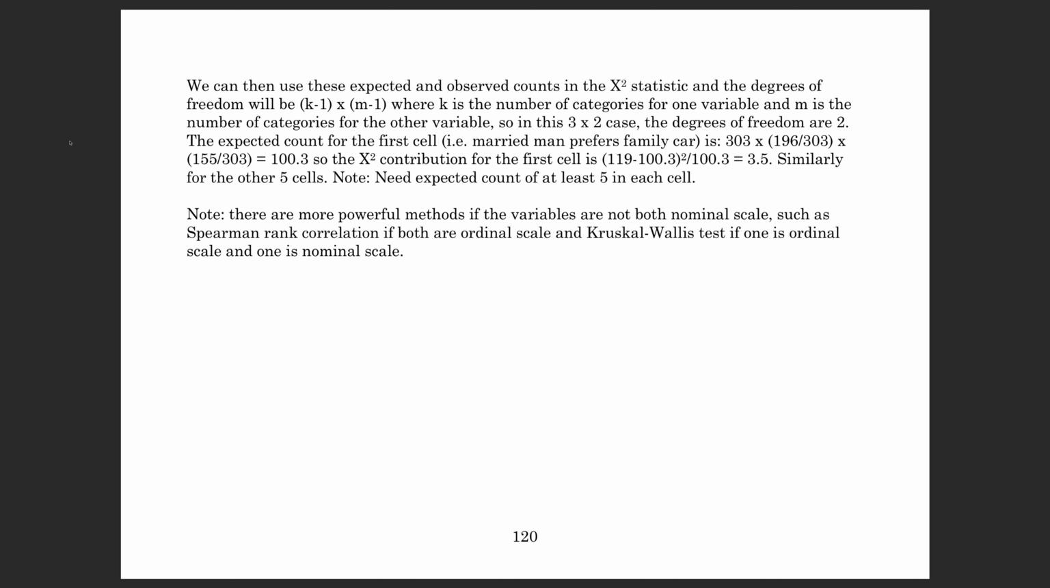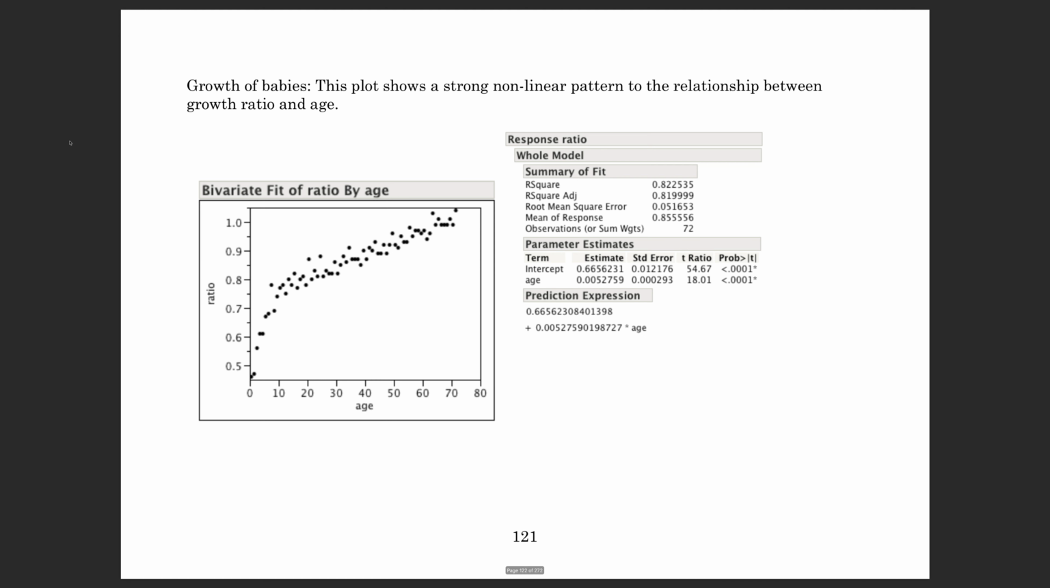So if there was some ordering of our categories, then there are better methods than simply using Pearson's chi-squared goodness of fit. But unfortunately, many people still use Pearson's method even when there are better methods available. Okay, so that's really very important. Okay, so let's move on to our second example.